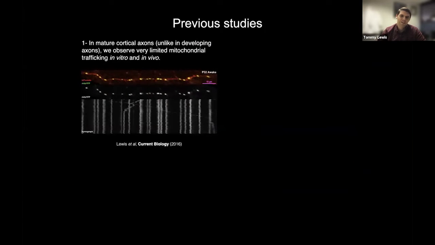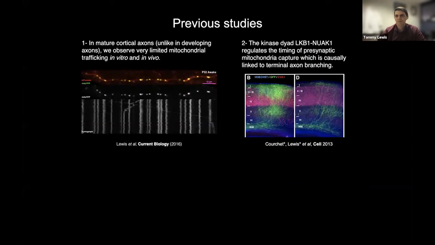Using this kind of study, our previous work has shown essentially that along the axon, mitochondria become less dynamic as the axon matures. Early in development, they are moving around and trying to find their position, but then they become captured at specific points along the axon, and their dynamics become much less as the axon matures. This is through a specific kinase pathway, the LKB1 NUAK1 kinase pathway, that regulates the timing and the presynaptic capture of mitochondria. And this is really important for proper branching and development of the axon.